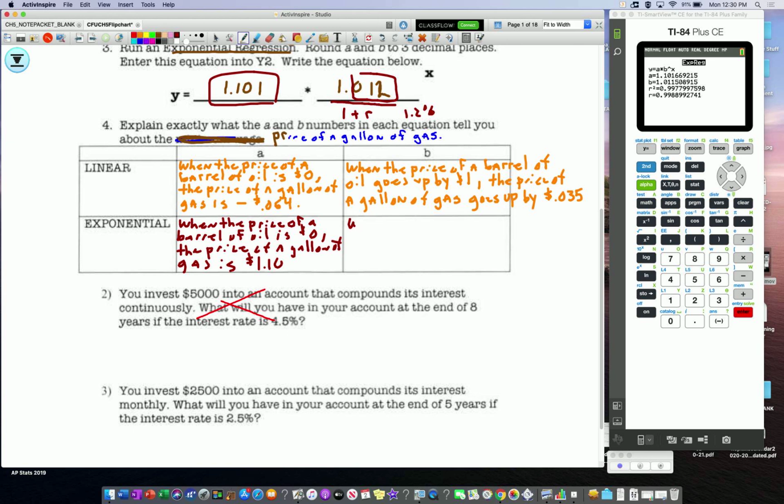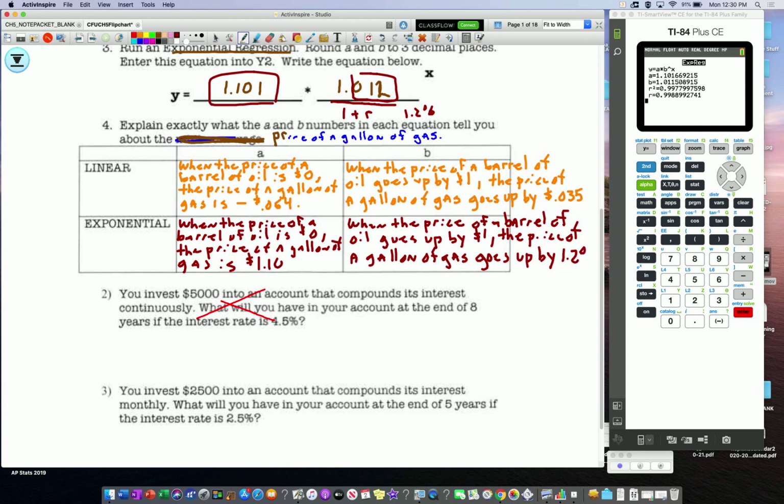So what we can say here is when the price of a barrel of oil goes up by $1, the price of a gallon of gas goes up by, now it's the percent, 1.2%.